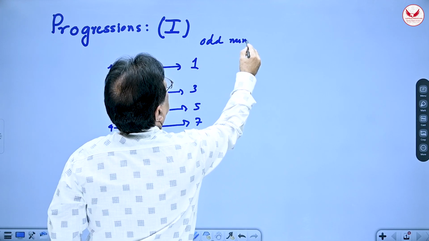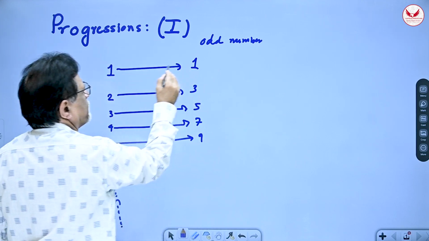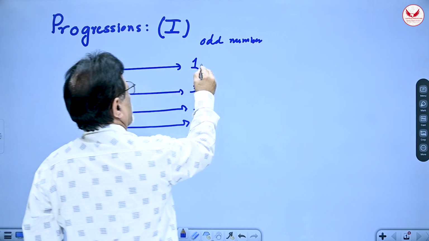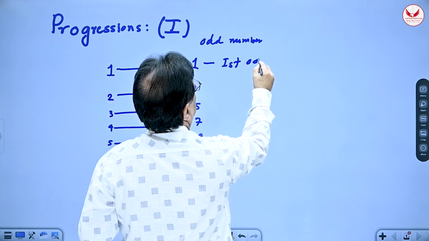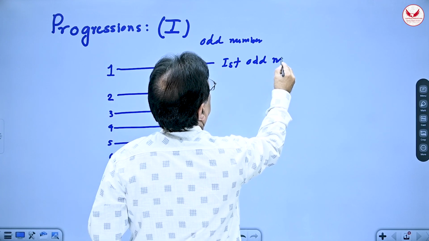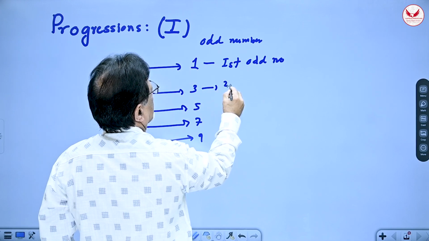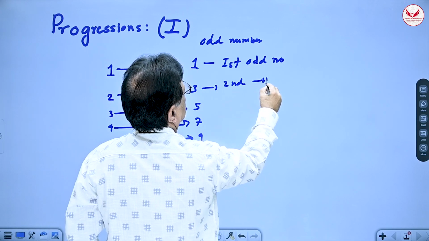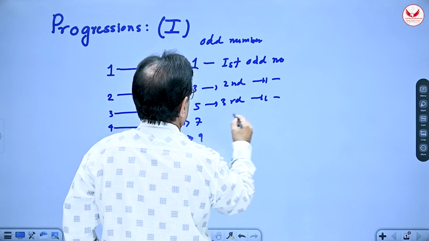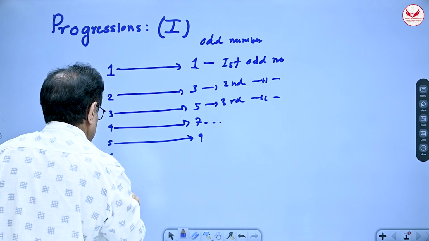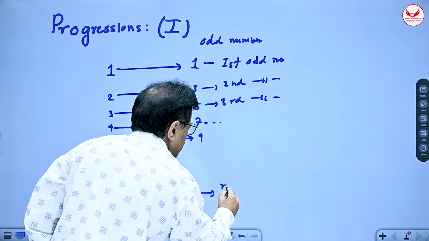This is called the first odd number. What is this? Second odd number. Third odd number. And so on. So in general, there will be the nth odd number.